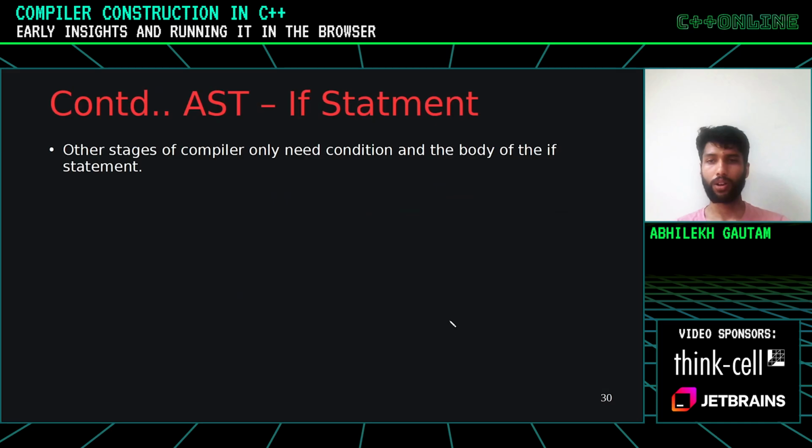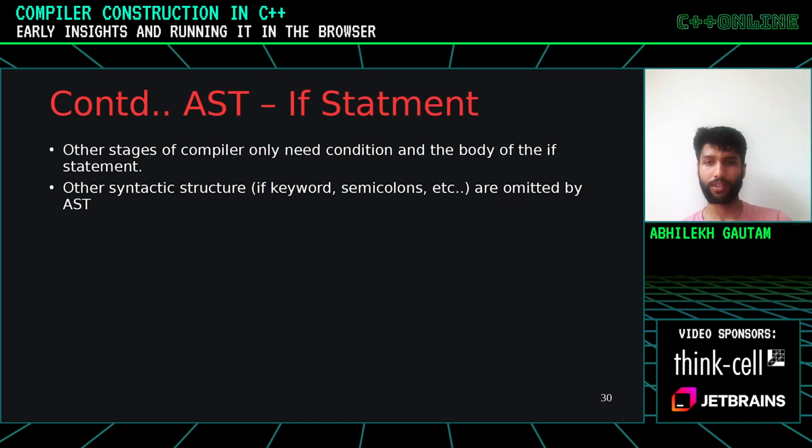If you look carefully, for example for the if statement, the stages of a compiler do not need to worry whether there is an if keyword followed by an open parenthesis and then a condition inside it. They do not need to take care of all the syntactic structure because that is already checked by the parser. So the AST just omits the syntactic structure, so that it is easier for all the stages of the compiler to proceed ahead.